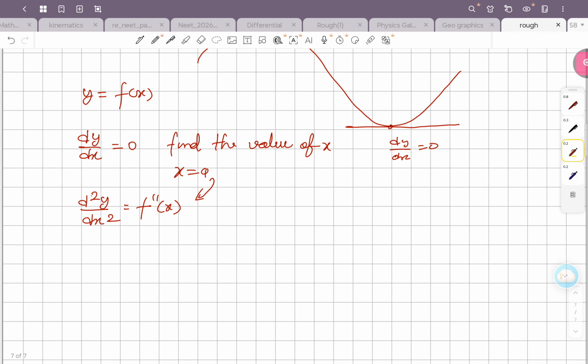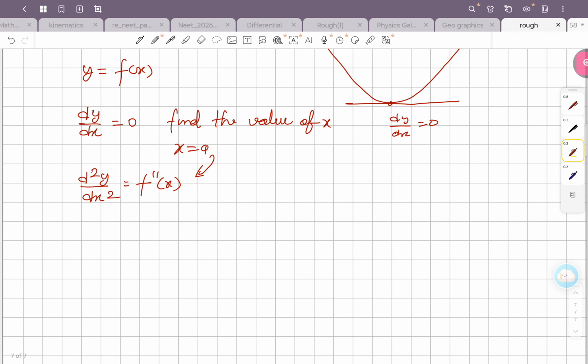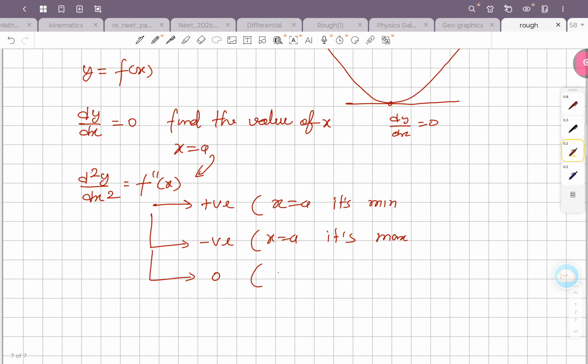Now you can put this value in this function, and if it is given positive, so we can say at this value x equal to a, it's minimum. And if it is negative, so x equal to a, it is maximum. And if it is 0, so we can differentiate again.